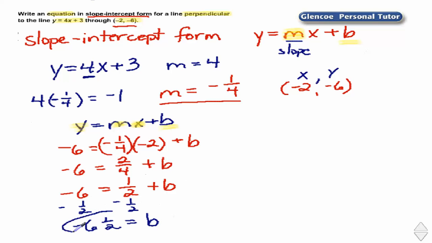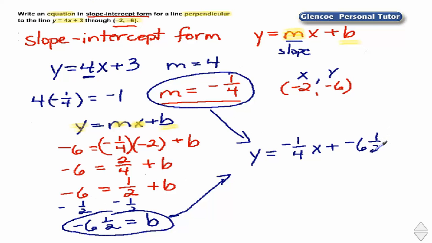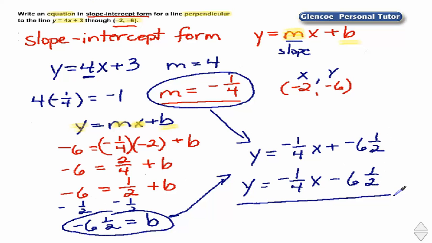So we're going to use this value for b. We're going to use this value, -1/4, for m, and we're going to rewrite our equation in slope-intercept form. So y equals m, or our slope, -1/4 x plus -6 and 1/2, or that could be written y equals -1/4 x minus 6 and 1/2. So this is our equation in slope-intercept form.